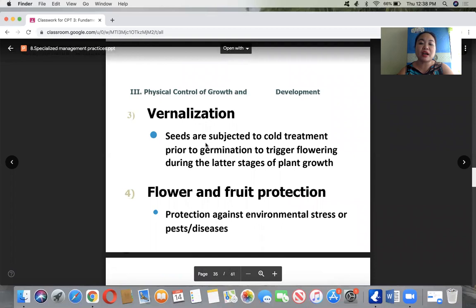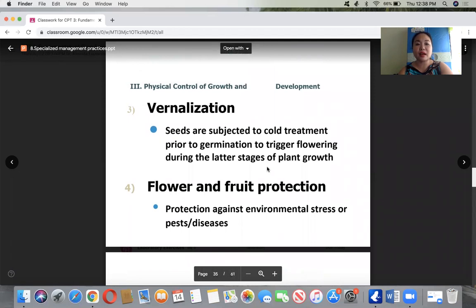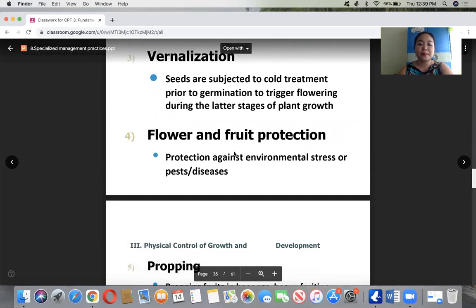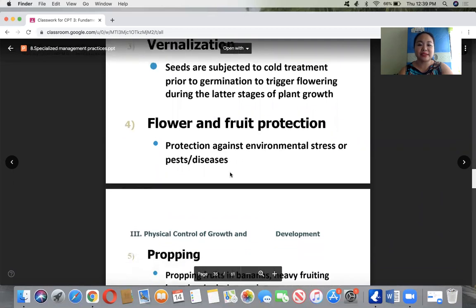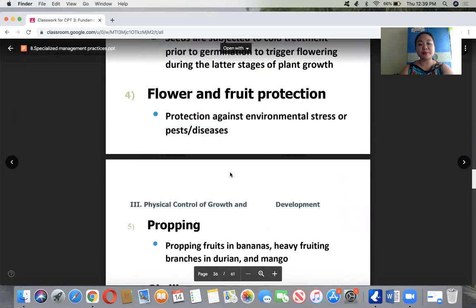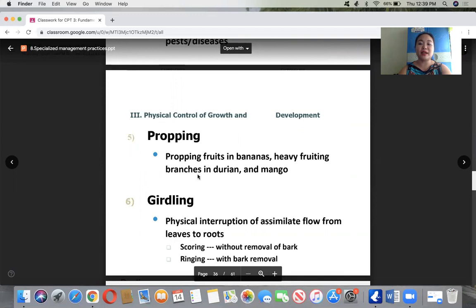And vernalization are seeds which are subjected to cold treatment prior to germination to trigger flowering during the latter stage of the plant growth. So vernalization is usually substituted using gibberellic acid or GA. Flower and fruits protection, protection against environmental stress or pests and diseases, is another control. I mean, not pruning, but protection of the flower and fruit. And we also have propping. This is very common in banana for heavy fruiting branches, in durian and mango.